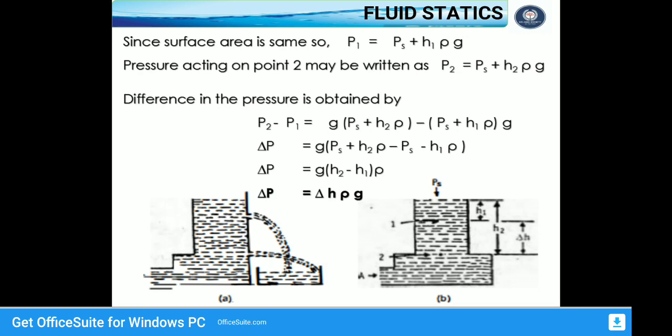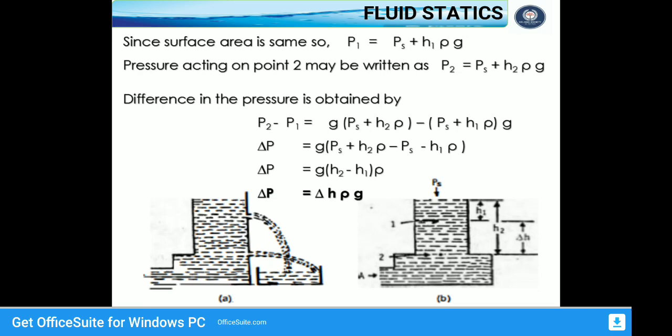Therefore, the pressure acting on point 2 may be written as P2 is equal to PS plus H2 rho g. Now, the difference in the pressure is obtained by P2 minus P1 is equal to PS plus H2 rho g minus PS plus H1 rho g.